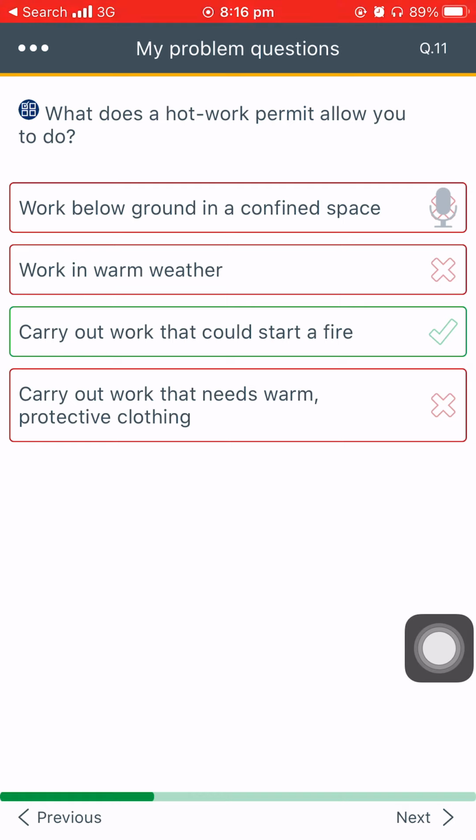What does a hot work permit allow you to do? Work below ground in a confined space. Work in warm weather. Carry out work that could start a fire. Carry out work that needs warm protective clothing.